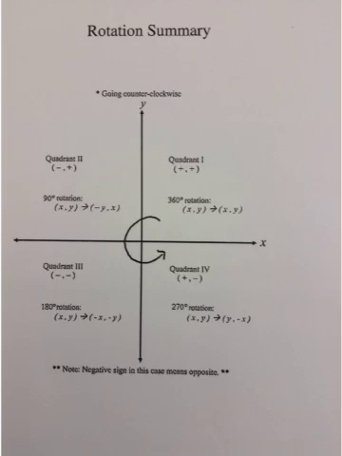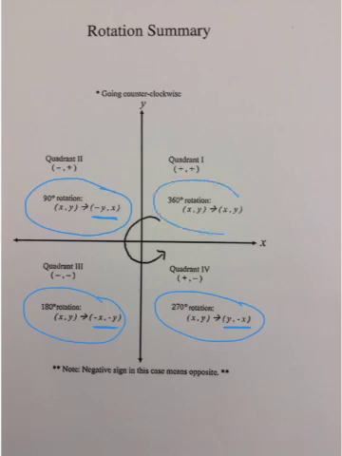Okay, so the last slide here is just going to summarize everything. So notice your formulas are on it. 90 degrees is negative y, x. 180 degrees is negative x, negative y. 270 is y, negative x. And 360 is x, y. Remember that negative sign just means that you're taking the opposite. You're just going to change your sign. And when you rotate, remember we're going to rotate counterclockwise.